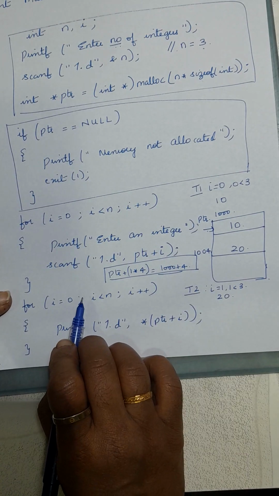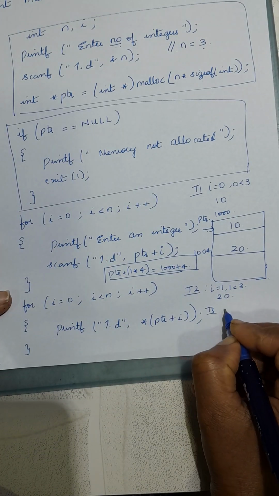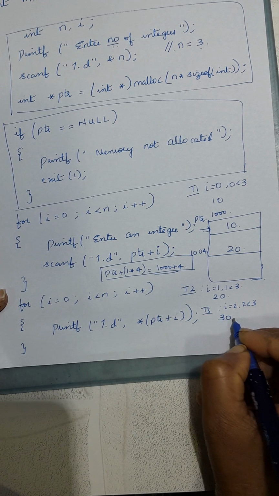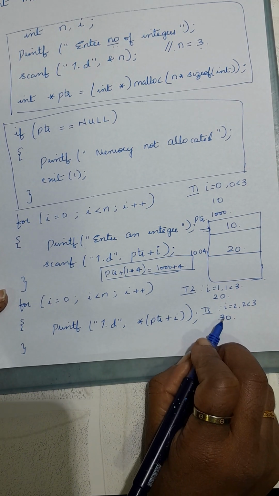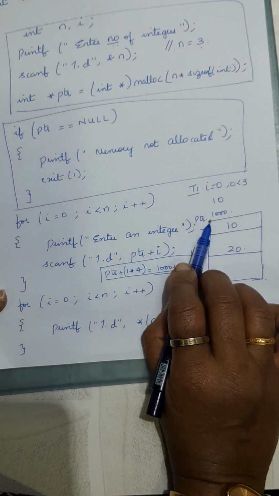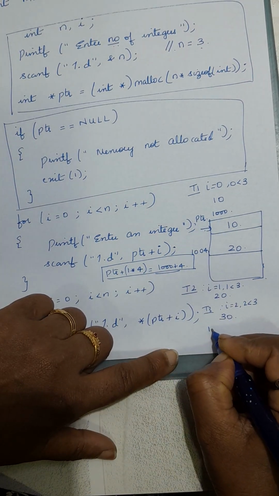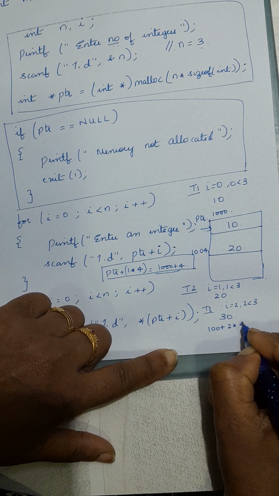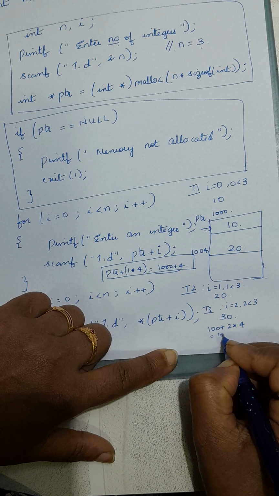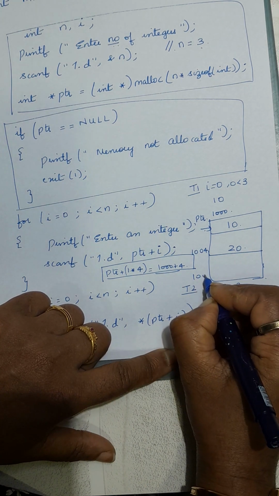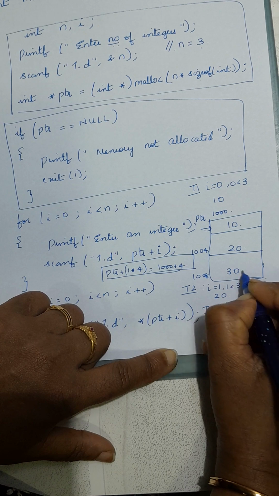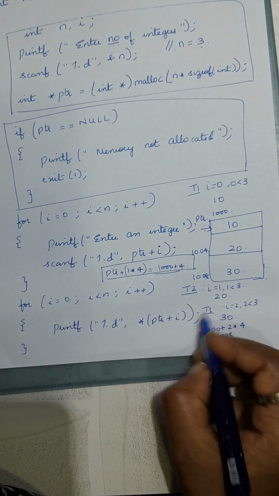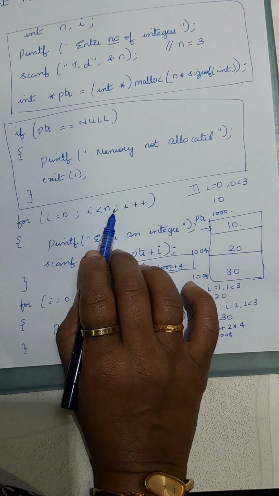Okay. Then now next, trace 3. i is equal to 2. 2 is less than 3. Suppose I enter 30 as the answer. Where will 30 be stored? ptr plus i. What is ptr? 1000. 1000 plus 2 into 4. That is equal to 1008. So at address 1008, 30 will be stored. You got it? So this is how the values will be stored. Next, after trace 4, i is equal to 3, 3 is not less than 3, it will come out.